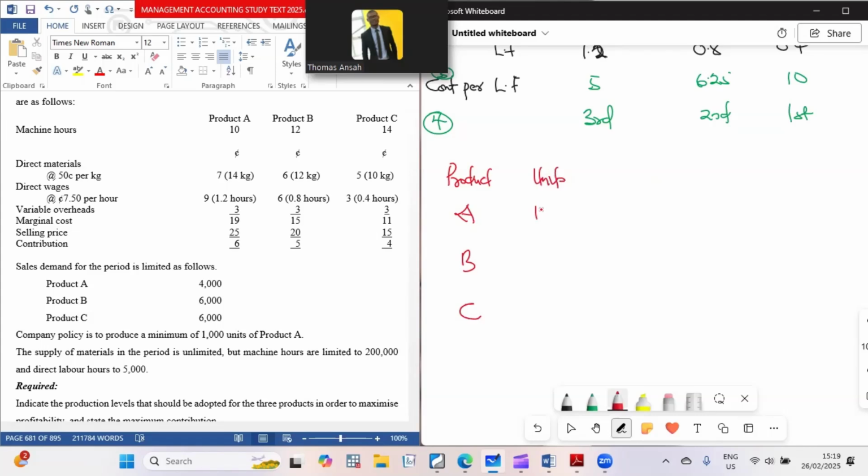Because policy says in terms of units of production, we have to produce 1,000 units of this. Whether we want or not, we have to produce that. You don't have a choice. So basically, that is that. We have to produce this one, the 1,000 units of this. All right. Then what else do we need to know?